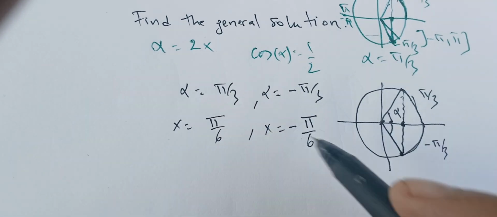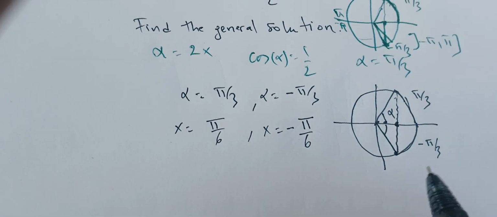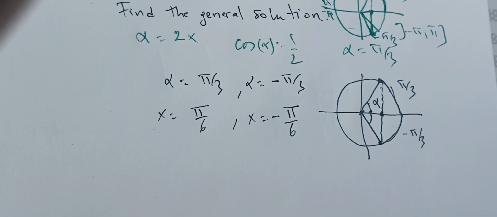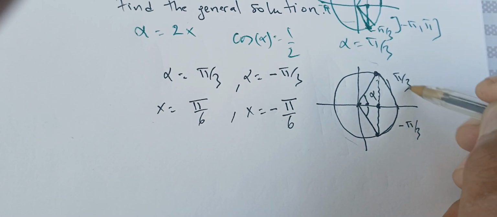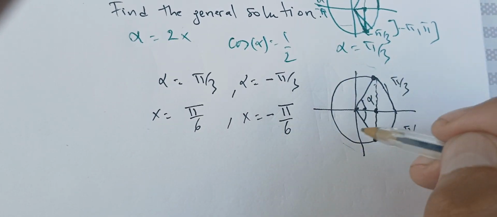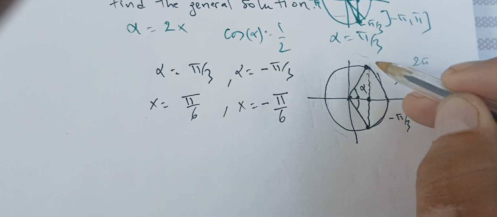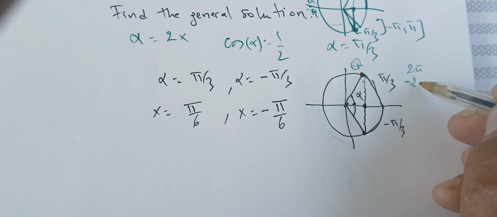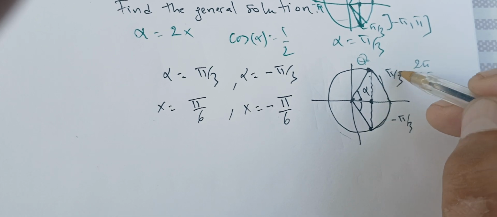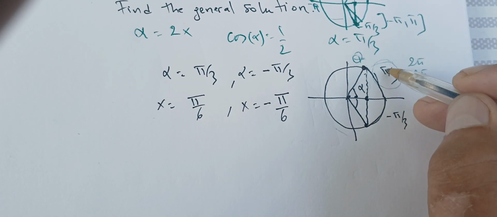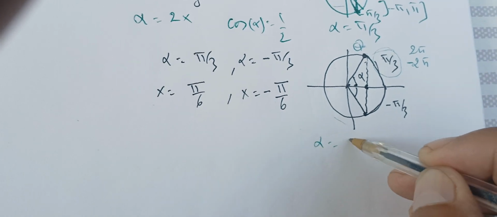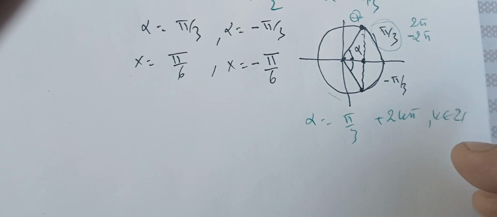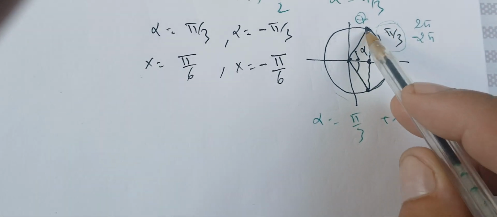If I want to have the general solutions, that means all the solutions, I can note something here. First, let's focus on this angle pi over 3. If I move around the circle one round, I'm gonna come back to this one after 2 pi. If I move in the negative direction, I will come back here if I travel minus 2 pi. That means my solution here, alpha, is gonna be pi over 3 plus 2k pi, with k in Z.